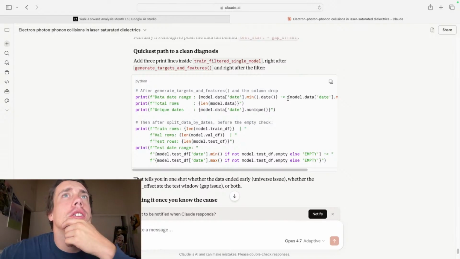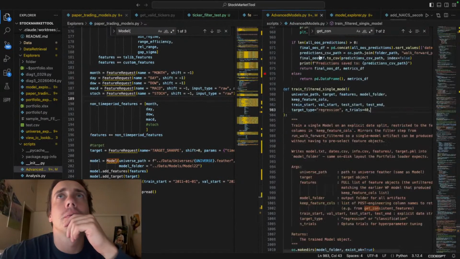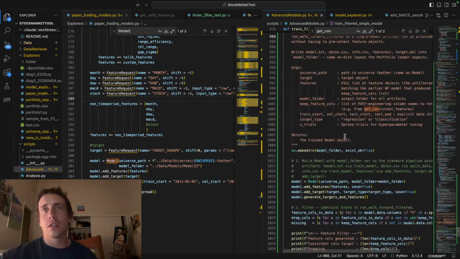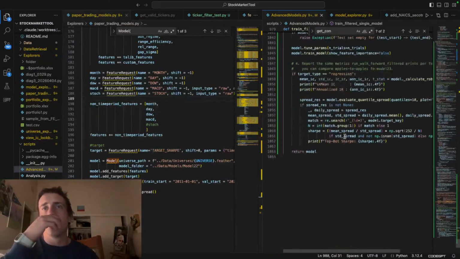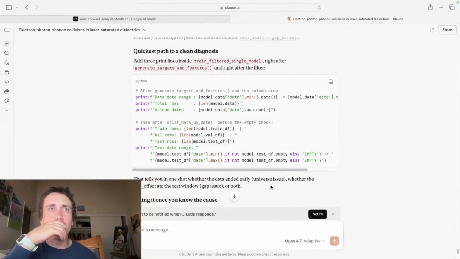Right after generate targets and features, right after the filter. Train filtered single model. Okay. Right after the what? Filter.